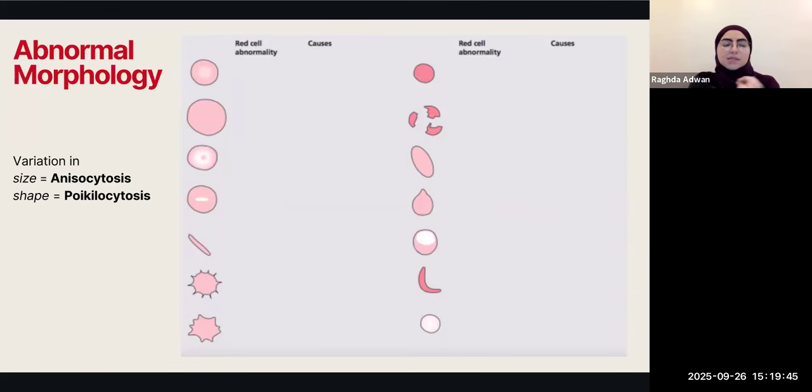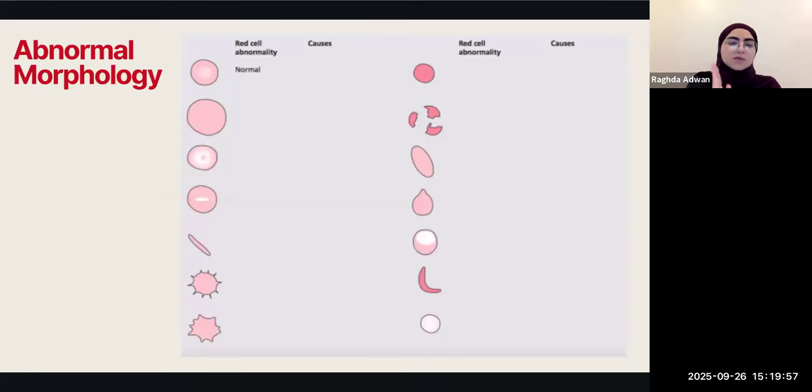So any variation in size of a red blood cell is called anisocytosis. Any variation in shape is called poikilocytosis. So a red blood cell could be abnormal in size or it can be abnormal in shape. First one, that is a normal red blood cell. That's exactly what it's supposed to look like. This one, as you can tell, is much bigger than it's supposed to be, and this is abnormal. This is a macrocyte. Macro meaning too big.